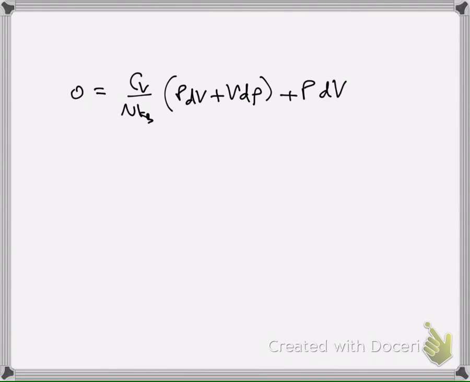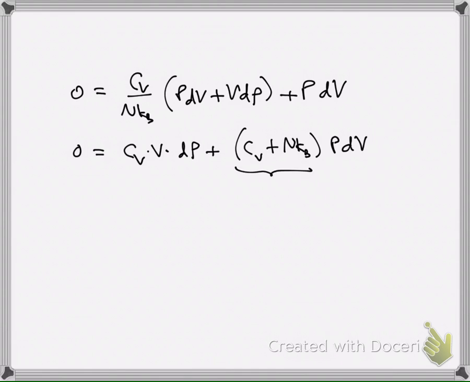Starting with the TdS equals 0 piece, you're going to have 0 equals CV over N k Boltzmann times P dV plus V dP plus P dV. You're just grabbing all the terms and combining them together. If we multiply through and rearrange, you're going to have 0 equals CV times the volume times dP plus, in parentheses, CV plus N k Boltzmann, times P dV. And you may recall this, for the ideal gas case, turns out to be CP.